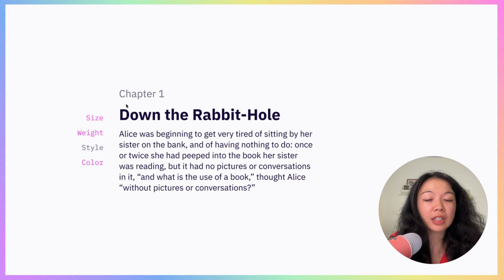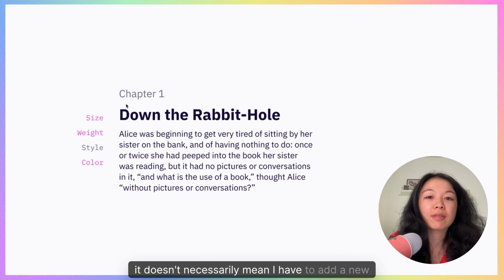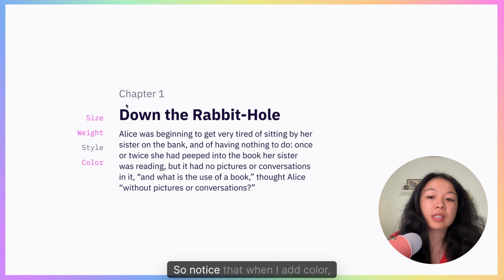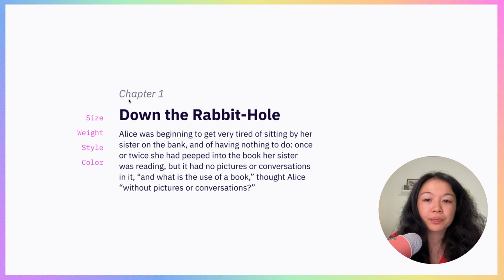When I say color, it doesn't necessarily mean I have to add a new hue or something really vibrant like a blue or a pink. Changing color can mean adding a grayscale element so that something recedes more into the background. So notice that when I add color, chapter 1 recedes a little bit into the background.